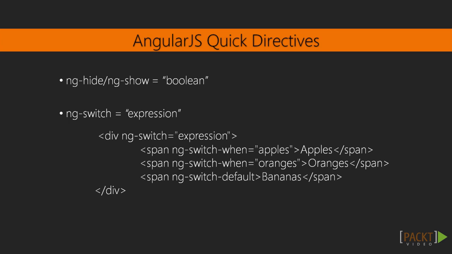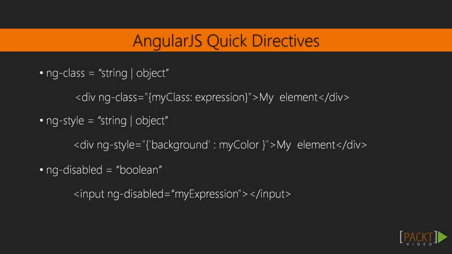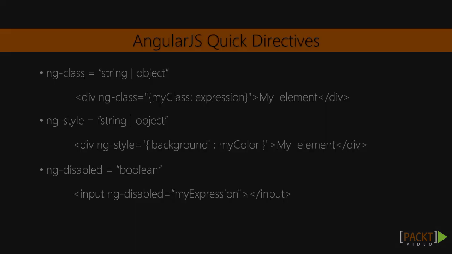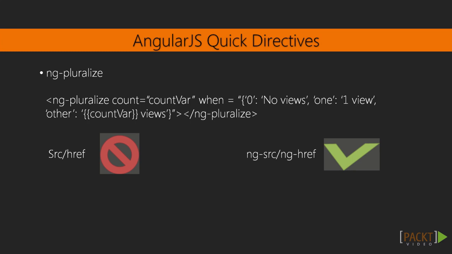The ng-class directive will add arbitrary CSS classes to your element if the expression returns true. The ng-style directive allows you to bind arbitrary inline styles to elements, like the following. The ng-disable directive, in a similar fashion, will set the element as disabled or not depending on the expression returning false or true. The ng-pluralize directive, we've seen this one in action before, will help you to display messages that may have a plural form depending on a numerical value, like a view counter in the following example.